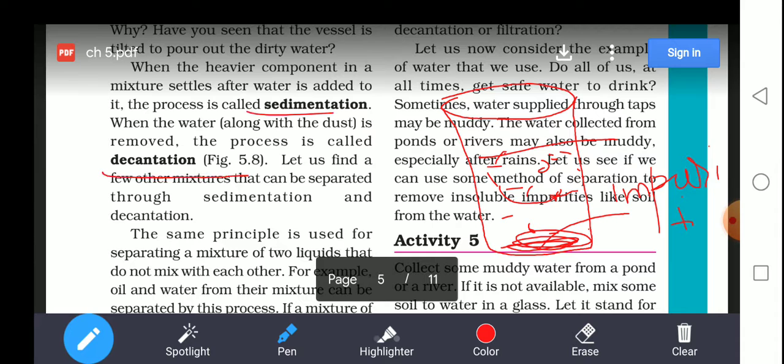You have to underline this definition. You have to write it in your notebook. Decantation means the dust particles which are mixed in the water are removed by tilting the glass. So this process is called decantation.